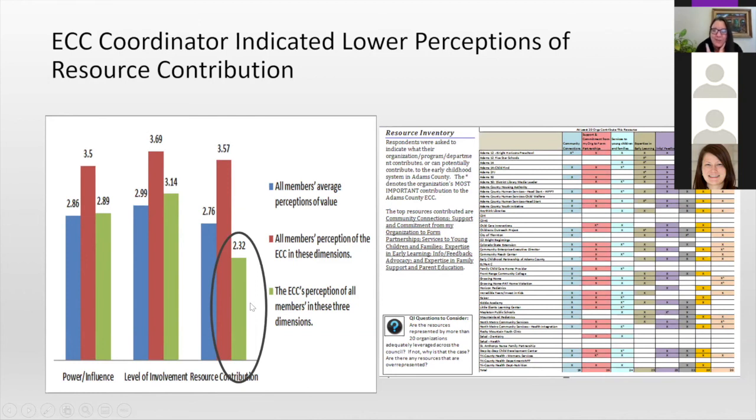So I can tell you what happened is we were asked to present this back to the board. The board's looking at it and, during the prep for the presentation, the ECC, or the backbone organization, basically says to us, do not show this because this is showing that our perception of our partners is really low on their resource contribution. So they asked me not to present it. And I didn't, and I thought, it's okay. Well, we'll just do this internally.